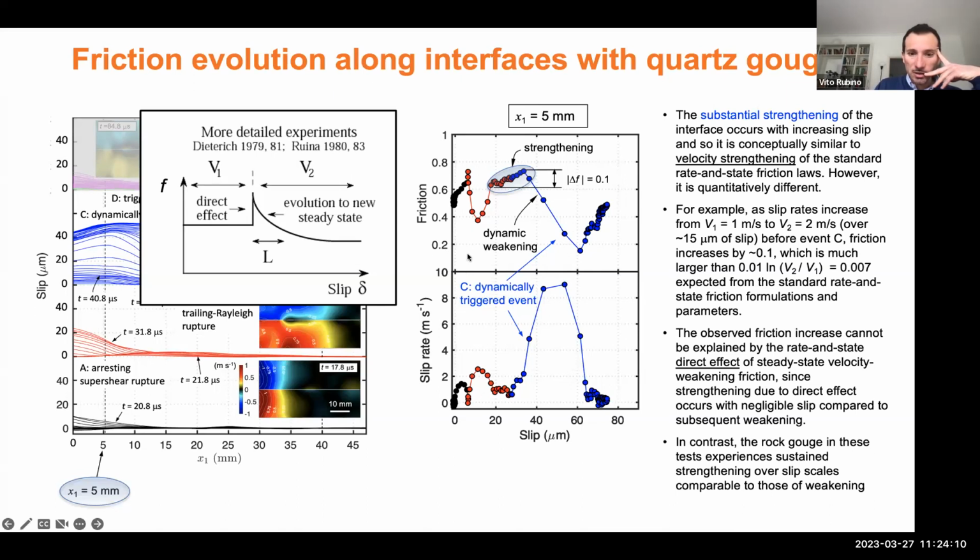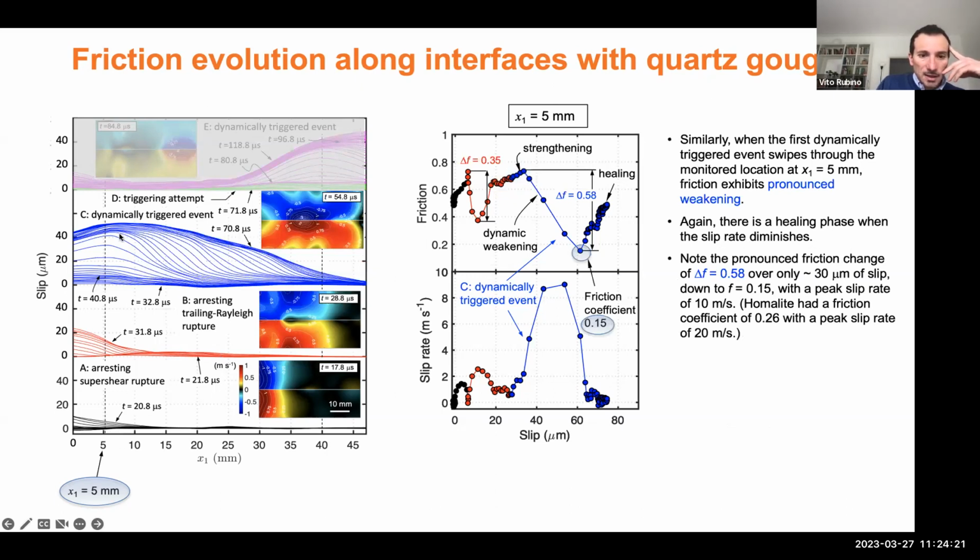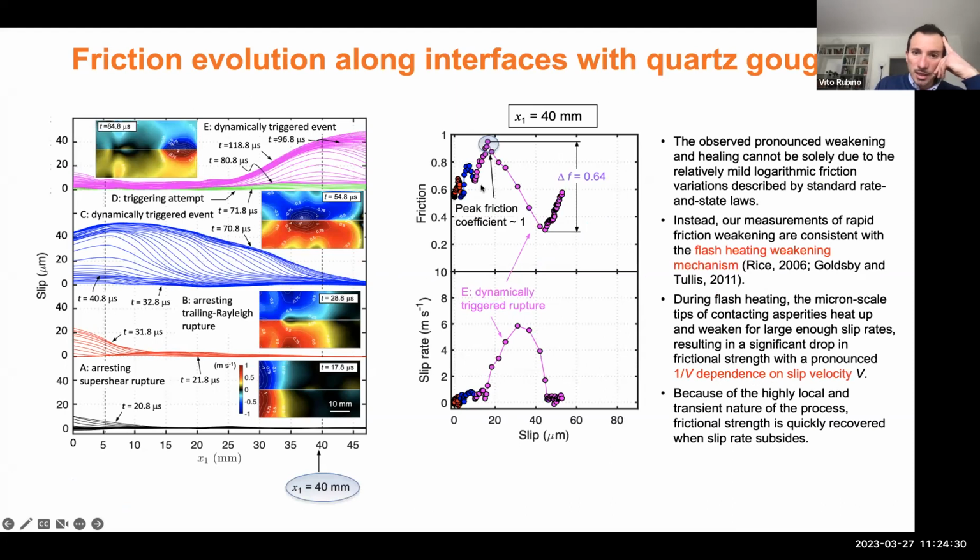So all of these observations in this friction and slip rate versus slip were done at one location along the interface, which is this one, x1 equal to 5 millimeters. And so basically we picked up these 3 events. Now we move to this location of 40, where we won't see much of these 3 events, but we'll see most of the last event. And this is what we do here at the right-hand side. So not much of the first 3 events, but then this event is emphasized. And we can see that friction increases again substantially and then drops by a large quantity. And this again points towards a pronounced 1/v dependence on slip velocity.